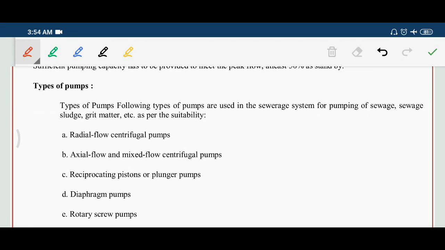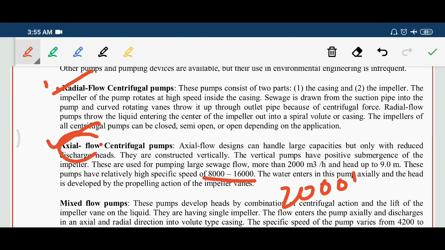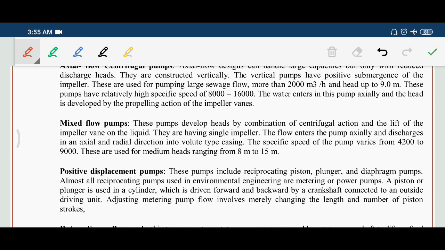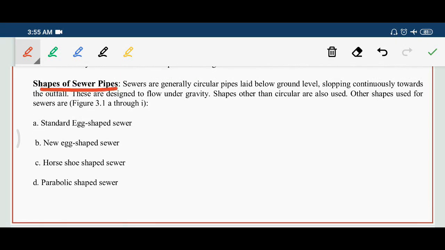So there are different kinds of pumps. The first one is the radial flow pump, then the axial flow pump. The axial flow pump has a high specific speed of 800 to 1600, and the flow rate will be 2000 meter cube per hour. Then we have the mixed flow pump, positive displacement pump, and air pump.